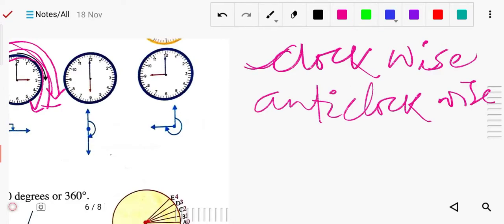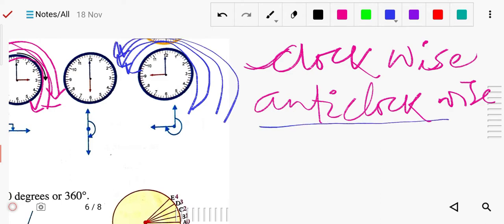And if in another clock, or another instrument or machine, the equipment is moving opposite of this, meaning from right to left, like this, then this is called the anti-clockwise movement. Anti means opposite, the opposite movement of the clock. So this is called anti-clockwise.